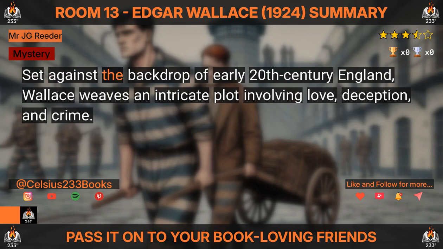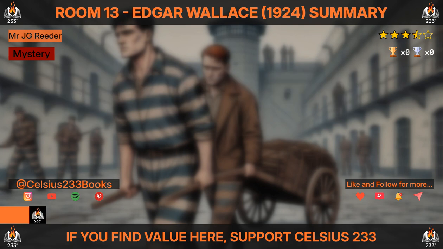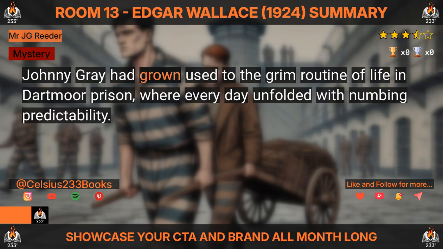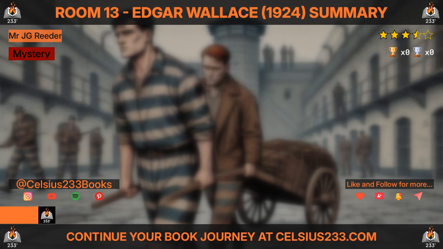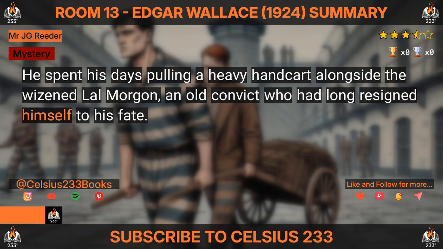Set against the backdrop of early 20th century England, Wallace weaves an intricate plot involving love, deception, and crime. Plot summary. Johnny Gray had grown used to the grim routine of life in Dartmoor prison, where every day unfolded with numbing predictability. He spent his days pulling a heavy handcart alongside the wizened Lal Morgan, an old convict who had long resigned himself to his fate.